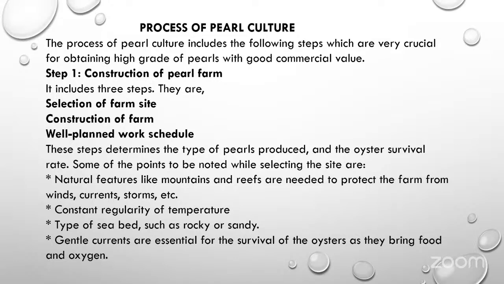Some of the points to be noted while selecting the site are natural features like mountains and reefs are needed to protect the farm from winds, currents, storms, etc. Constant regularity of temperature, types of seabed such as rocky or sandy. Gentle currents are essential for the survival of the oyster as they bring food and oxygen.